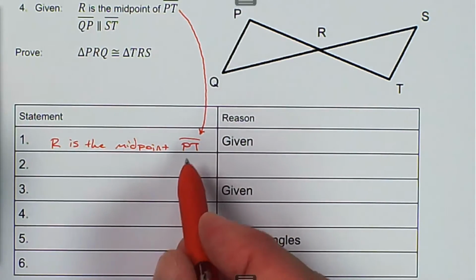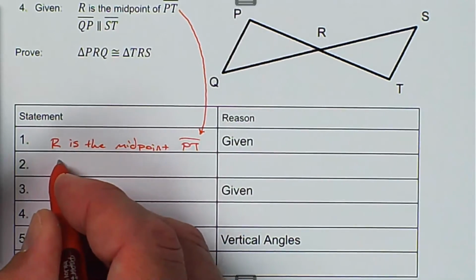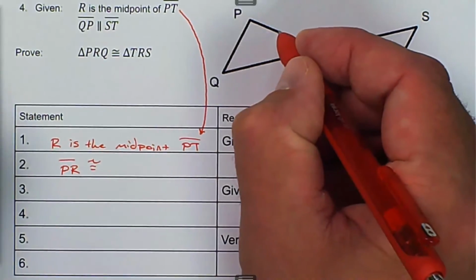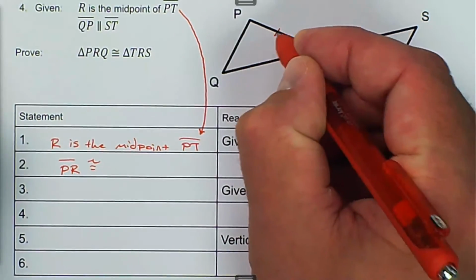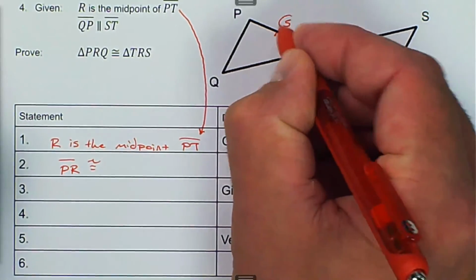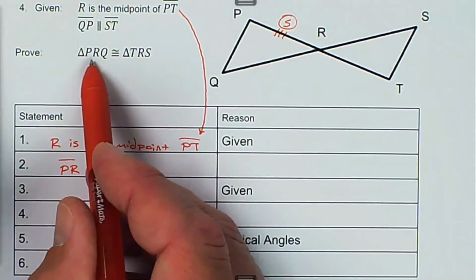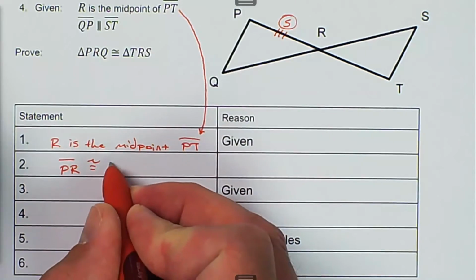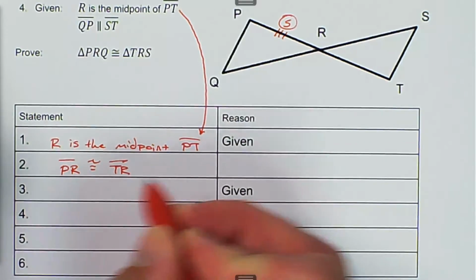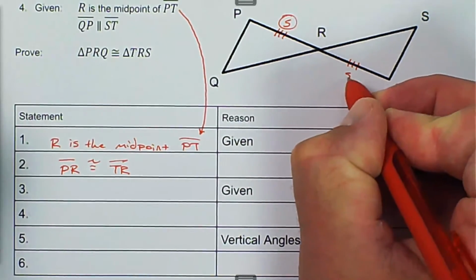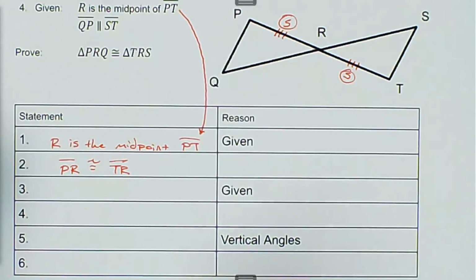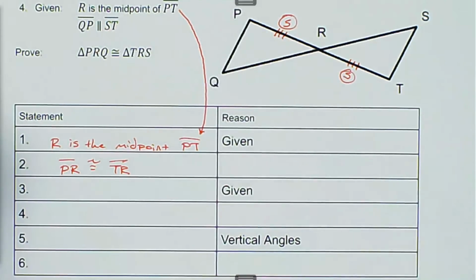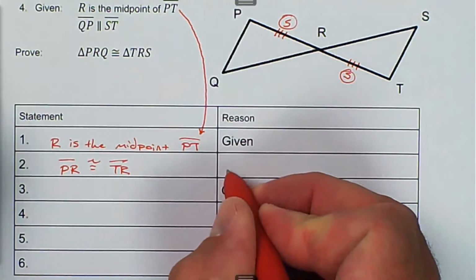we can say that PR, so line segment PR, is congruent. So we'll put 3 marks there, and that's a side. So PR is first. So P is first, R is the middle, T is first, R is second. So that's going to be congruent to TR. And that's another side. And the reason that we can say that is we are given that it's a midpoint, and then now we can say they're congruent, and that is by definition of midpoint.